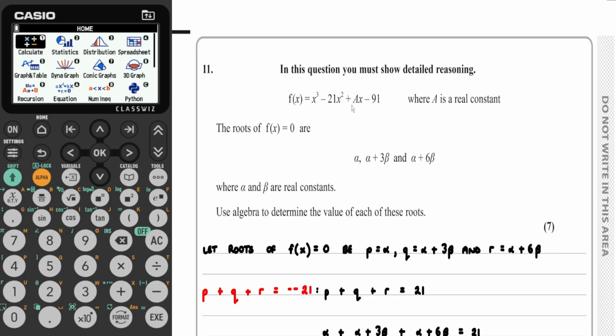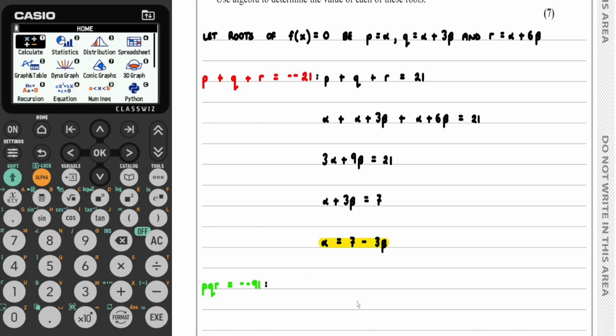What we can now do is work out the product of the roots. So I've got PQR equals 91. And similar to before, I know what P is, that's alpha. I know what Q is, that's alpha plus 3 beta. And I know what R is, that's alpha plus 6 beta. And I set this equal to 91.